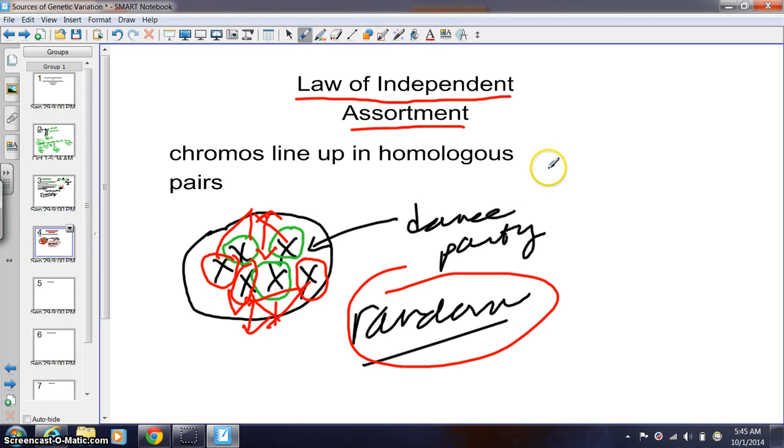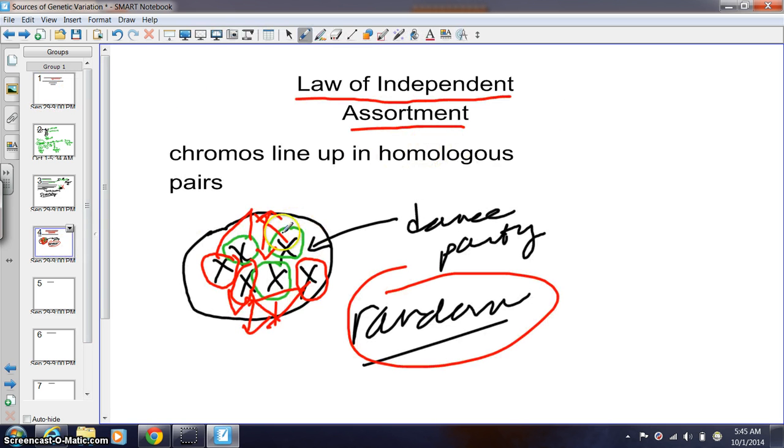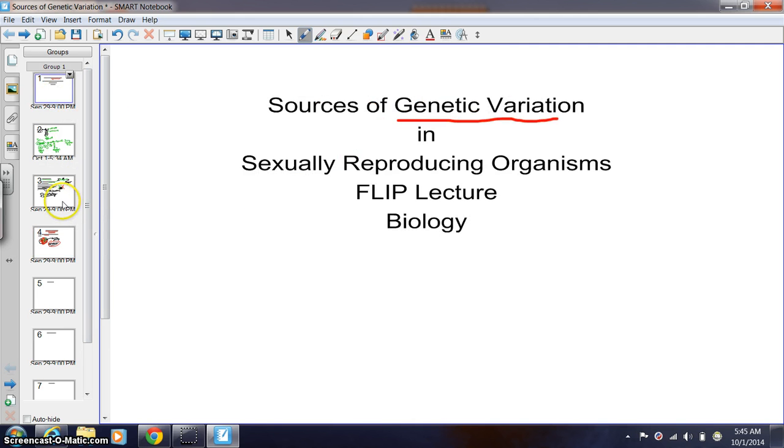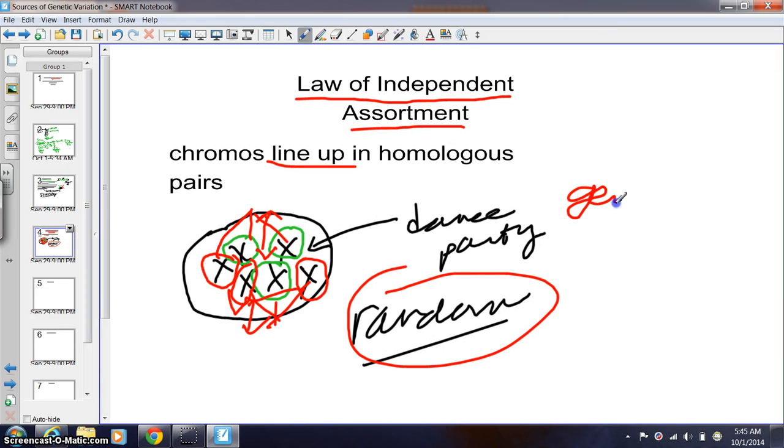This also, if you look back at the title, is a source of genetic variation because they're randomly lining up and moving around. Okay, so again, this is a source of genetic variation. This creates genetic variation.